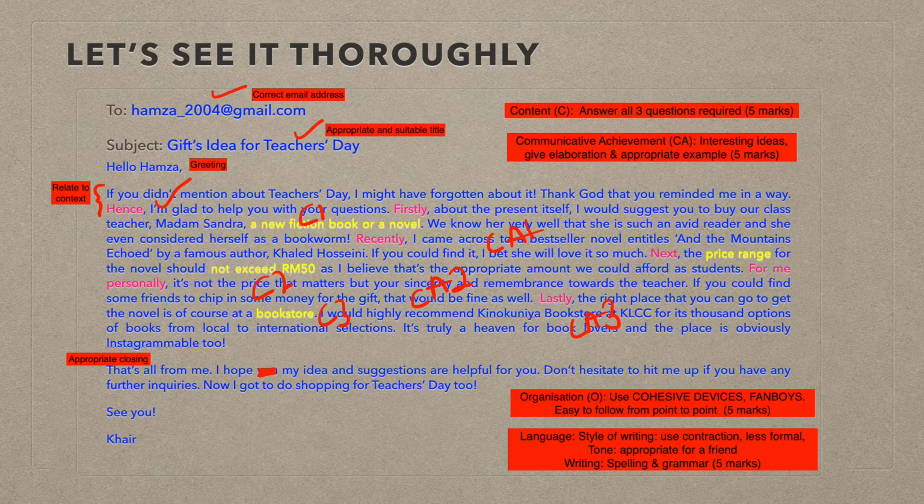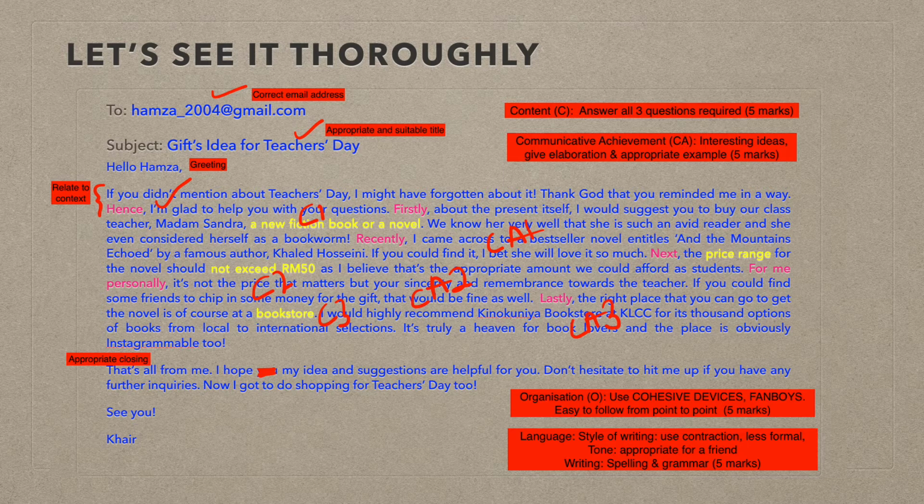Last but not least, we have to look at the language. We have to look at the style of writing. This is an email, so it should not be too formal. So you use contractions like didn't. Contraction is allowed in email. Yeah, only in email is contraction allowed. Contractions are like it's, that's, didn't, don't. So that is what contraction means.